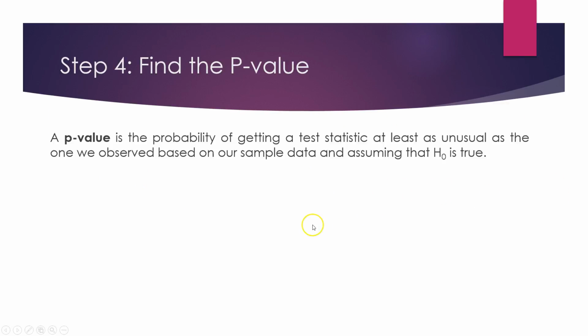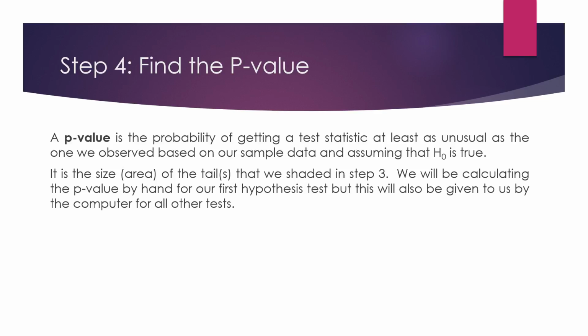Next, we have the p-value. The p-value is the probability of getting a test statistic at least as unusual as what we've observed based on our sample data and assuming that H0 is true. This is always going to be found by technology for us, except for the first one, where we are going to use the z-tables. So this is kind of like the output of a hypothesis test.